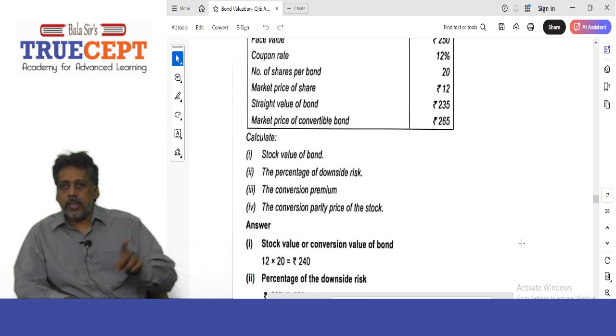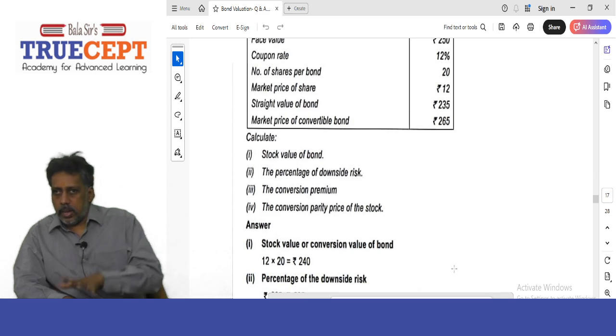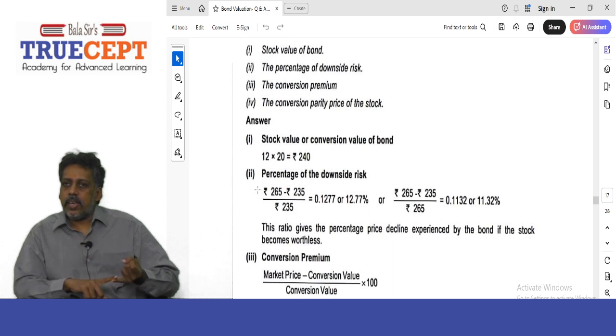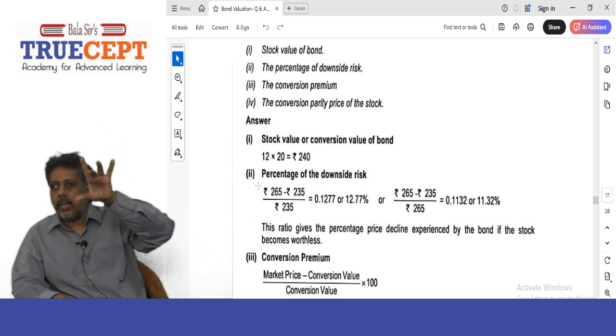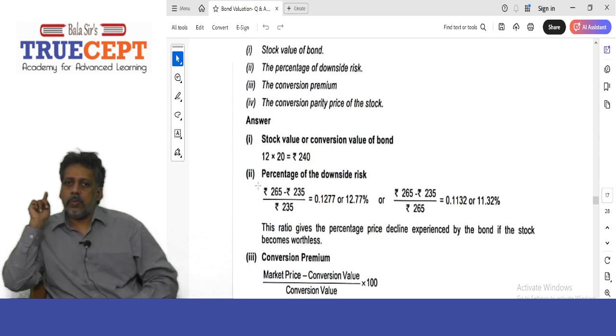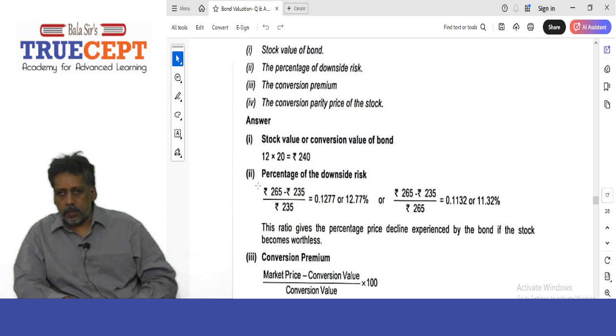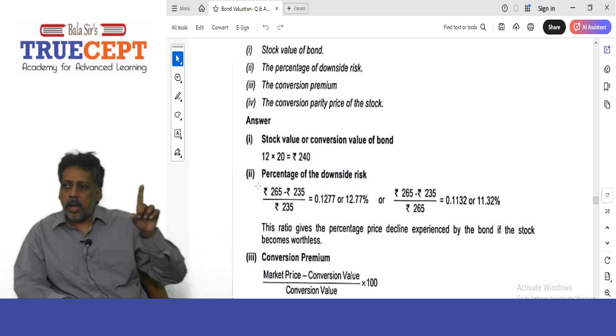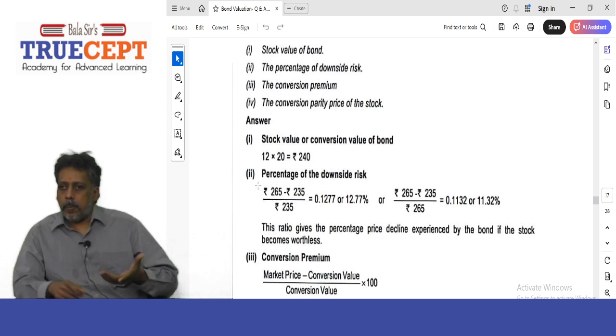Number 2, you've been asked to find the percentage of downside risk. Very simple. Again, follow only one solution out here. It should be 265 minus straight value given 235, divided by 235 into 100. 12.77%. Or what are you going to do? 265 numerator divided by 235, you get a factor, minus 1, into 100. It's up to you. You get the same number, right? Yes, sir. And don't see the alternative answer. That's wrong.